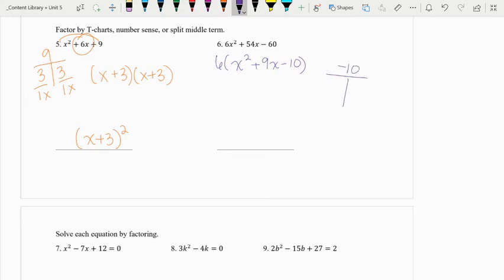So first times last gives me negative 10. I need to multiply to negative 10, add to 9, would be 10 and negative 1. So when we write it bottoms up, we're going to have the 6, x plus 10, and x minus 1.